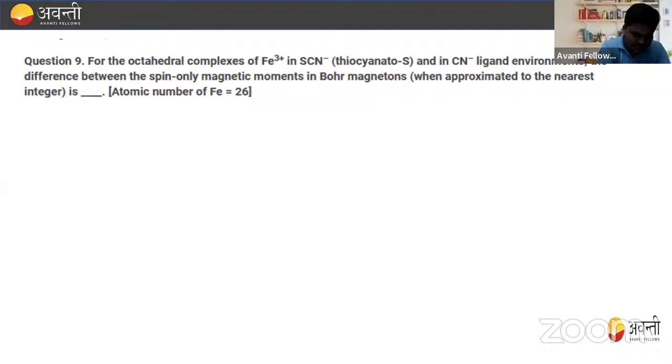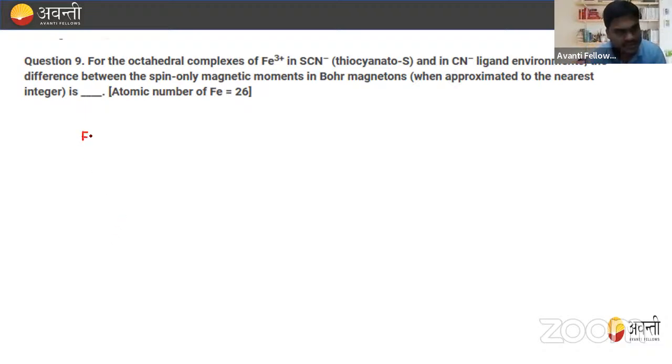Okay. The next question is, you have to calculate this. For the octahedral complexes of Fe3+ in SCN (thiocyanate) and in CN ligand environment, find the difference between the spin-only magnetic moment in Bohr magnetons, rounded to the nearest integer. So you have to calculate in both the cases.